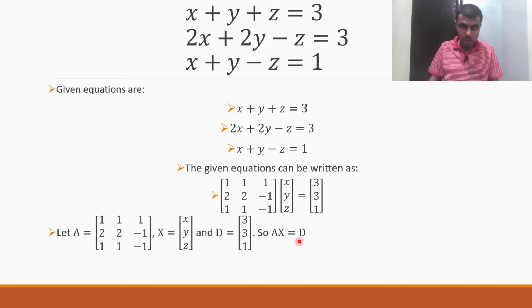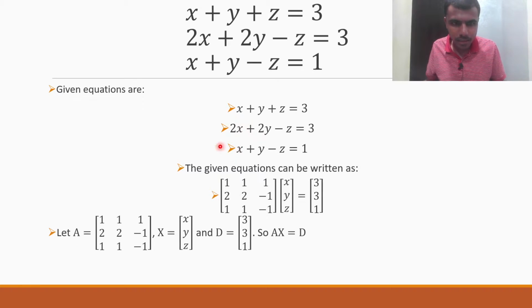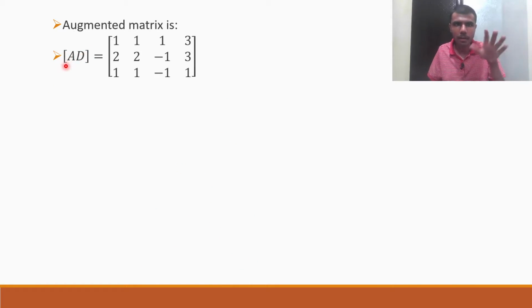Fine, chalo. In the Gauss Jordan method, there is something known as the augmented matrix. Now what is this augmented matrix? We are going to club A and D. See, A is this, D is this, so you just club it. I'll get 1 1 1 3, 2 2 minus 1 3, 1 1 minus 1 1, and we write it like this: square bracket A D equal to this. Fine. Okay. Now see, guys.